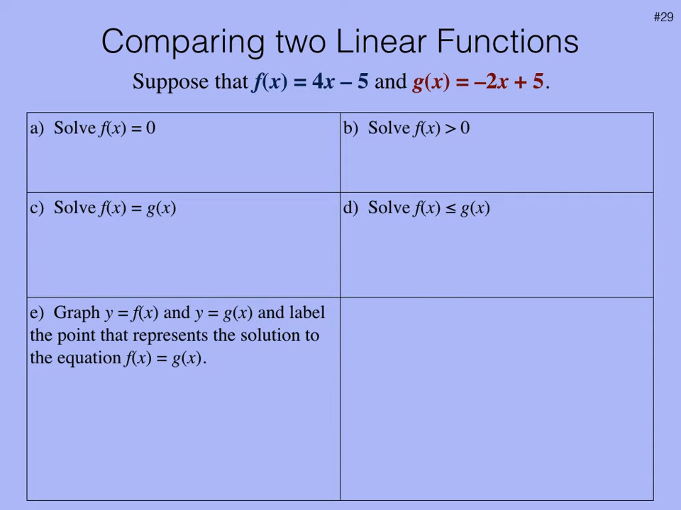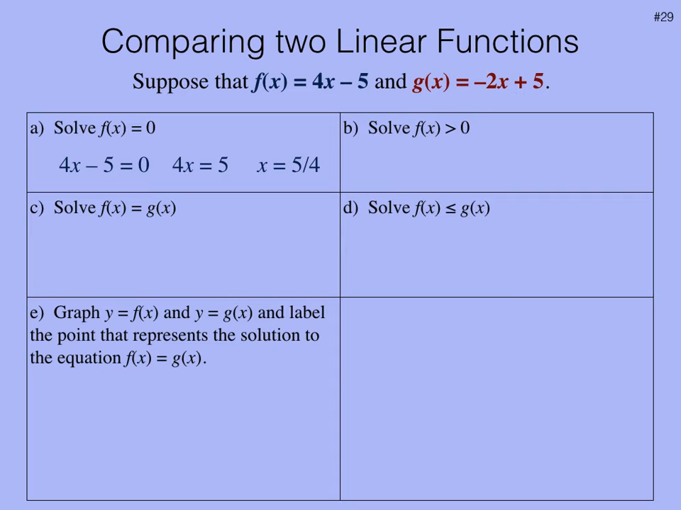The first question says solve f of x equal to 0. Well, I'm going to take my symbolic form for f of x, my 4x minus 5, and I'm going to set that equal to 0, and then solve for x. I do that by adding 5 to both sides and then dividing both sides of the equation by 4. So I know that my function f of x has a value of 0 at x equals 5/4. In other words, it goes through the x-axis at 5/4.